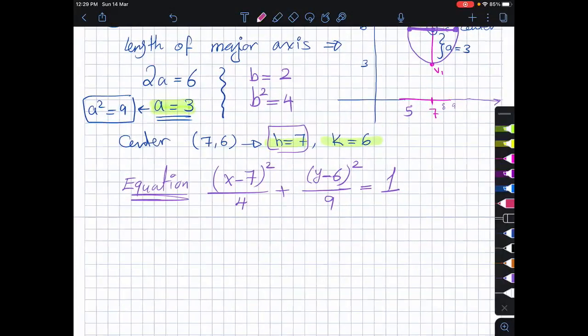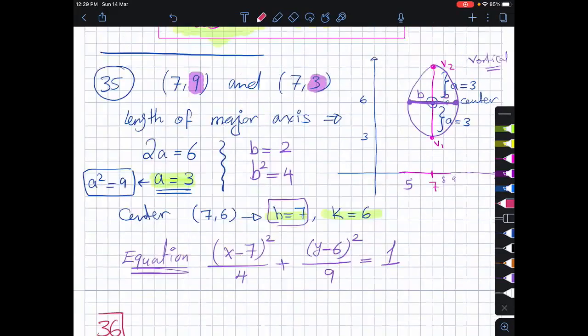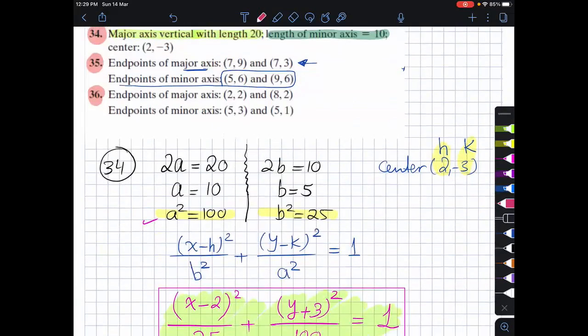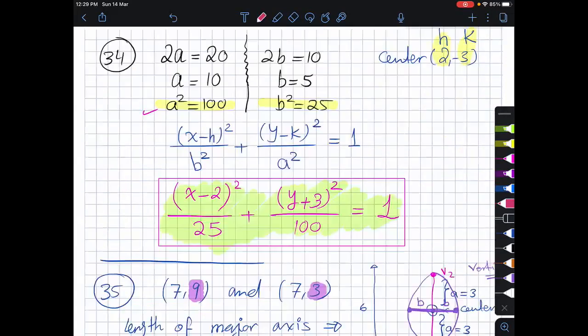Sir, I can answer. Go ahead, Talal. Okay, they gave us the major axis 2, 2 and 8, 2, so we know it is horizontal. So let's read the question one by one. Endpoints of major axis: 2, 2 and 8, 2.